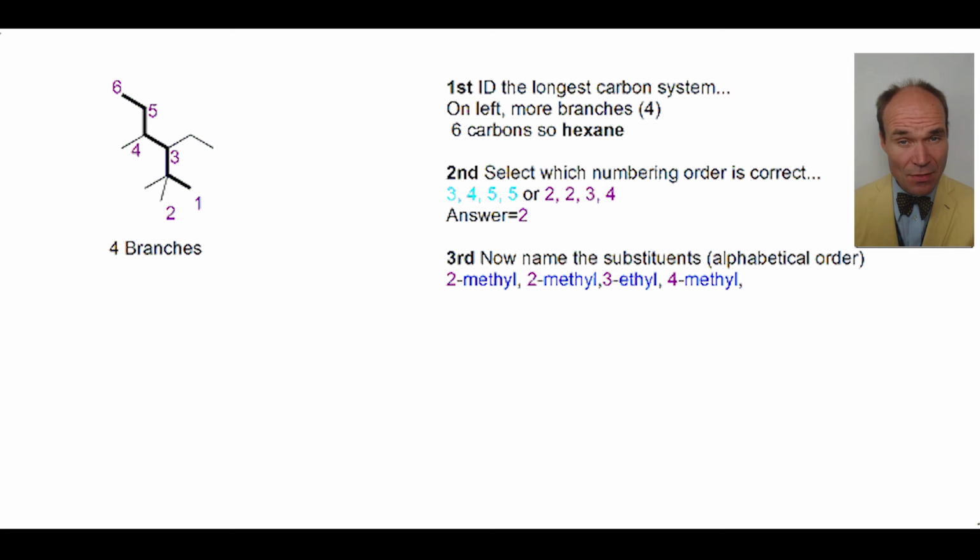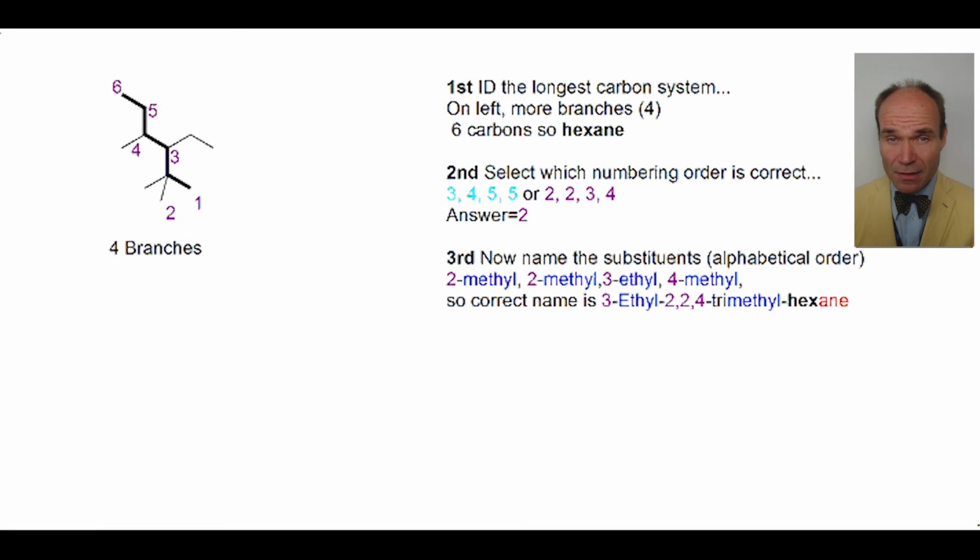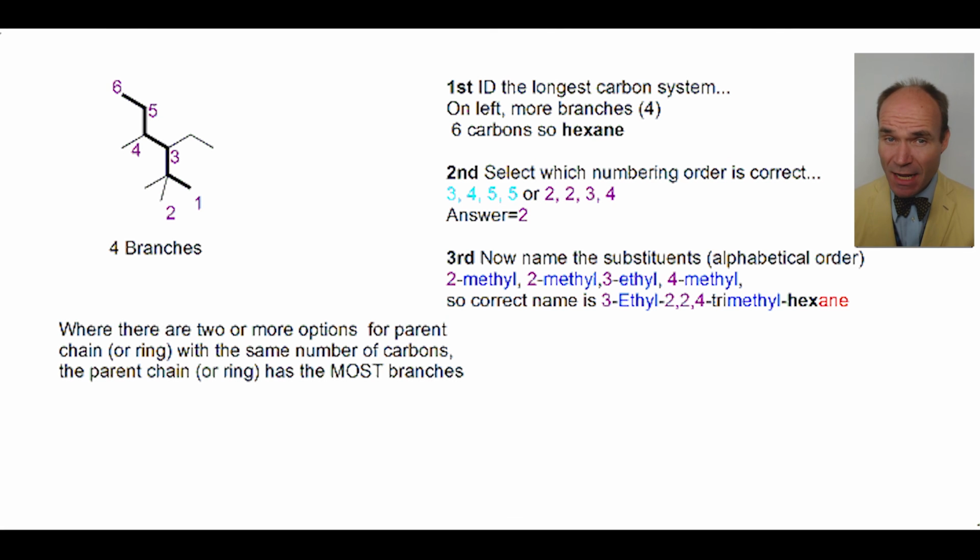But we have 3 different methyl groups. We need to tell people that there are 3 of them. We achieve this by putting tri for 3 in front of methyl. And so the name for this molecule is going to be 3-ethyl-2,2,4-trimethylhexane.